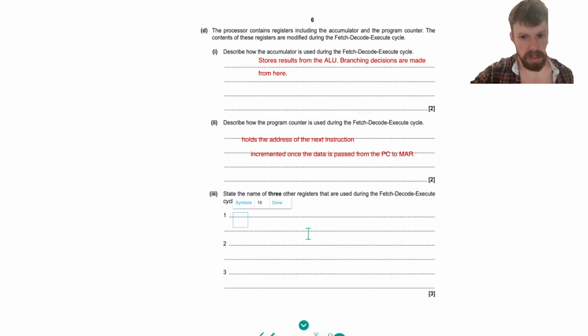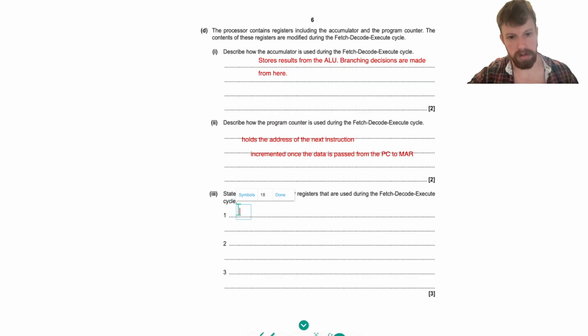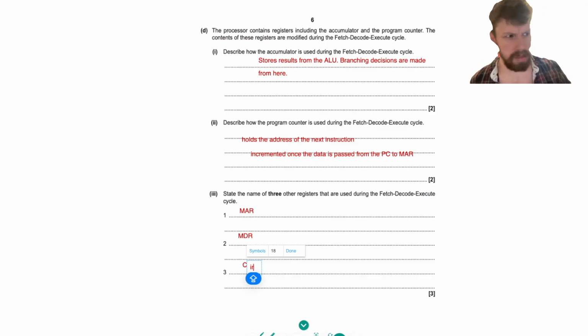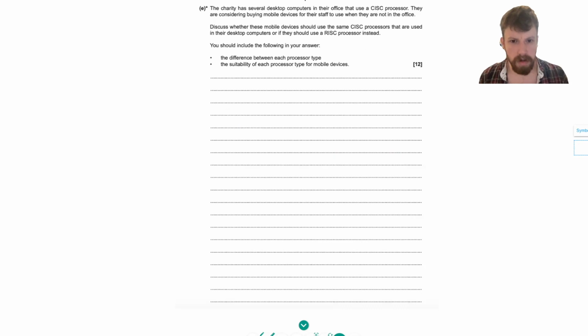Okay, state the names of three other registers. So you're just going to go MAR, MDR, CIR. Those are all of the ones that we've got to know. I don't think there are any others that you need to be familiar with. In Cambridge International, there's the status register and all that kind of stuff, but I think those are the only ones you're going to be going with.